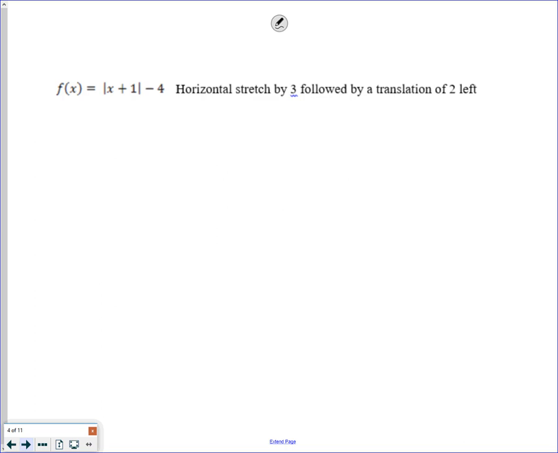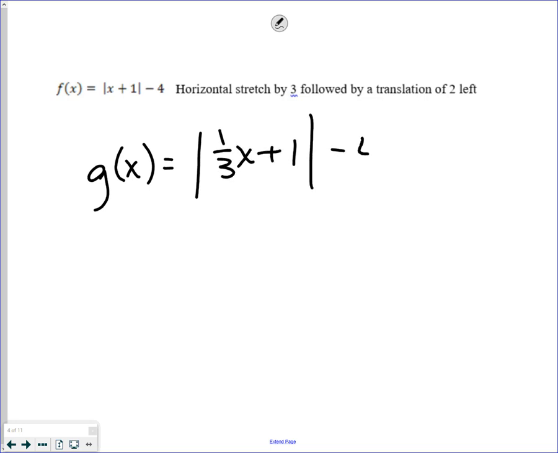A horizontal stretch by a factor of 3, followed by a translation 2 to the left. All right, so I got g of x equals, again, horizontal stretch by a factor of 3. You're replacing x with 1/3 x. And then a translation 2 to the left. You are replacing x again by x plus 2.